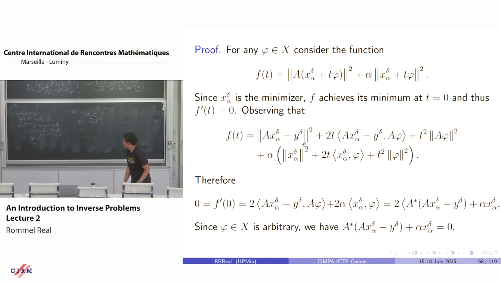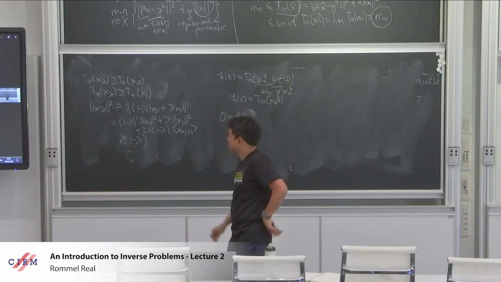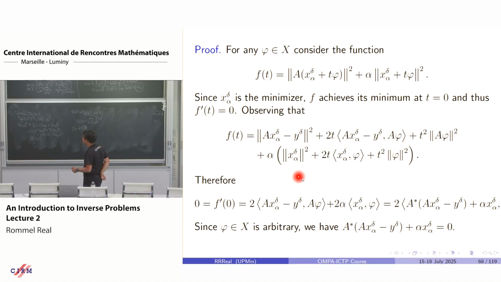And then by using the fact that the minimum of f is achieved at t equals 0, that means the derivative of f at 0 must be equal to 0. Note f, despite a lot of terms there, is just a single variable function in terms of t. So if you take the derivative of each term with respect to t, then we will get this one here.